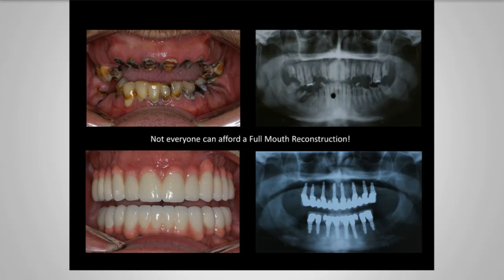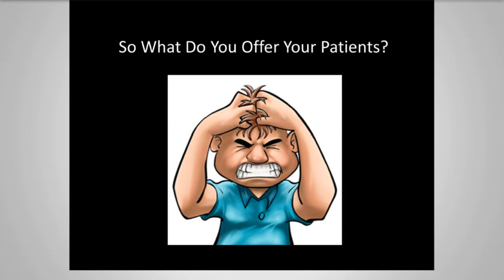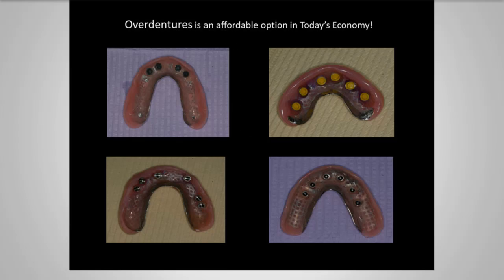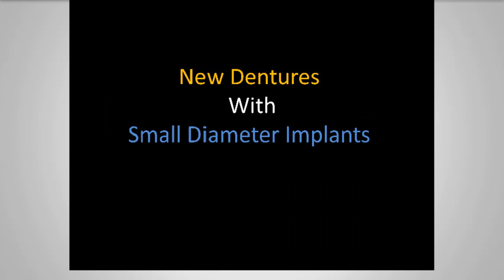However, not everyone can afford a full mouth reconstruction with fixed bridges. So, as practitioners, what do we offer to our patients? Overdentures is an affordable option in today's economy. Whether it's O-balls or locators, overdentures will provide some type of stability for our patients that cannot afford fixed bridges on implants. So let's take a look at an example.